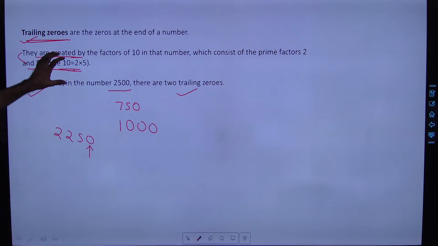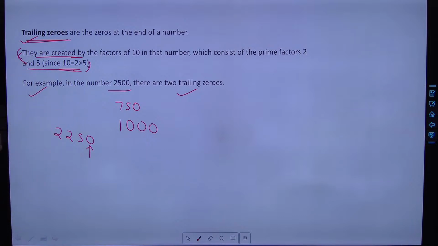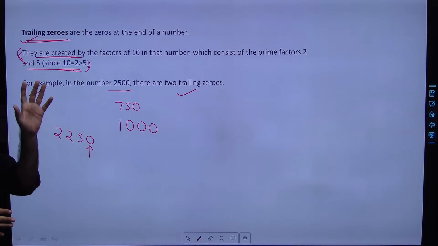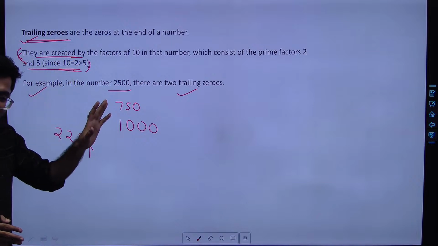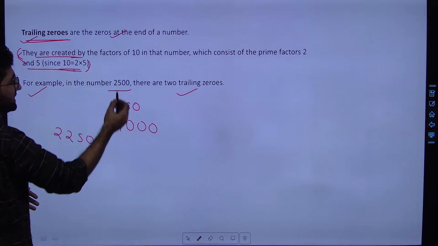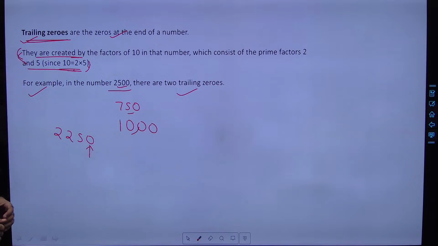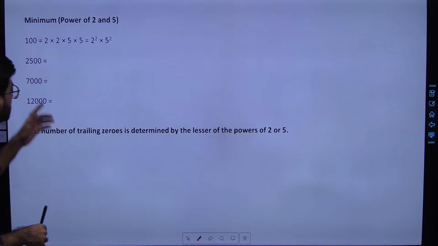We will come to this line later, that the number of trailing zeros in a number depends on how many pairs of 2 and 5 there are in that number. We will come to that later. Don't get confused with that word. For now, remember this line and you can note these simple examples if you want to note. Okay, let us start learning more about trailing zeros.